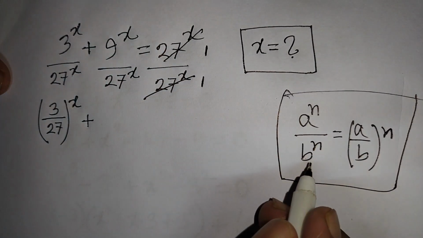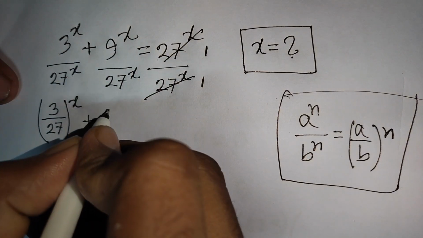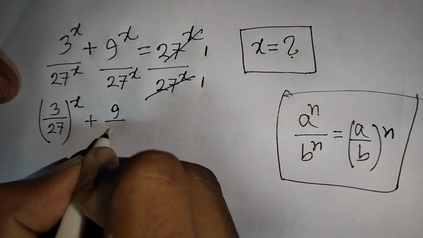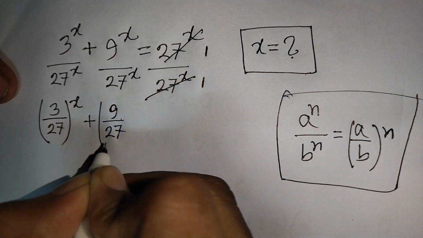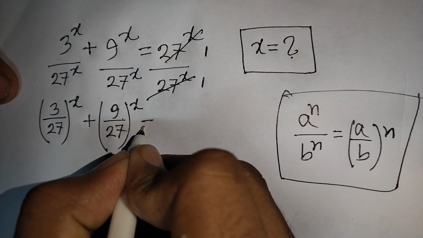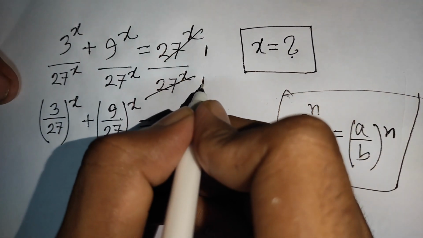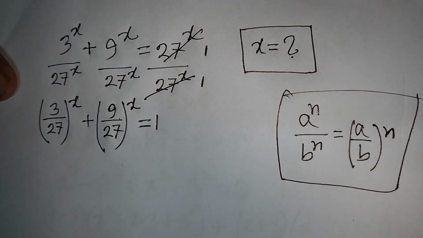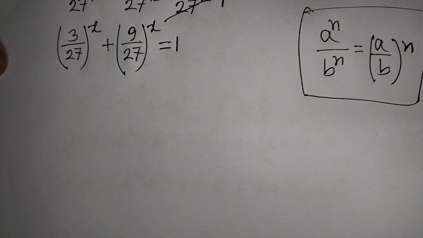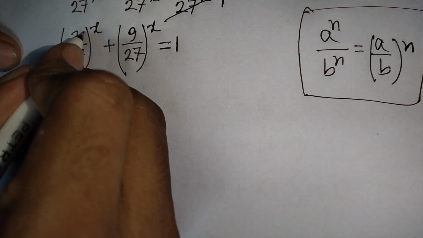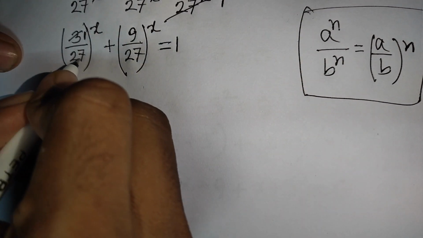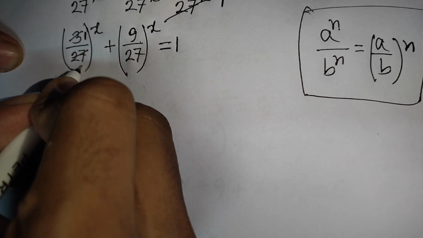here I can apply this rule again. So I can write here 9 over 27, then bracket common power x is equal to 1 divided by 1, that means it will be 1. Now we have 3 divided by 3, that means it will be 1. 27 divided by 3, that means it will be 9.